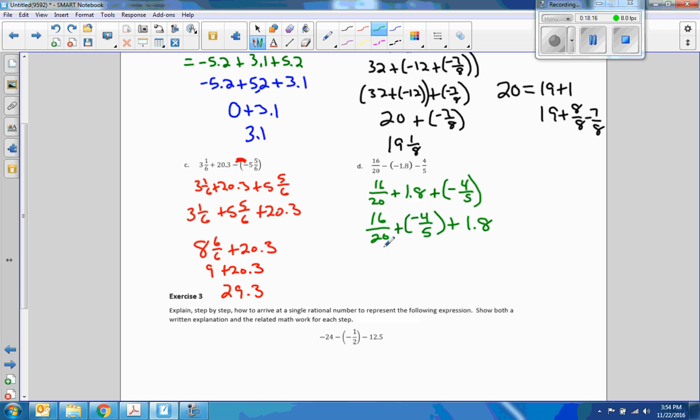I need common denominators when adding. 5 will go into 20 4 times. So I had to multiply this by 4 over 4, which would give me negative 16 on top. Plus 1.8. But when we add opposites, we get 0. And that is the identity property of addition. 1.8 plus 0 is 1.8.